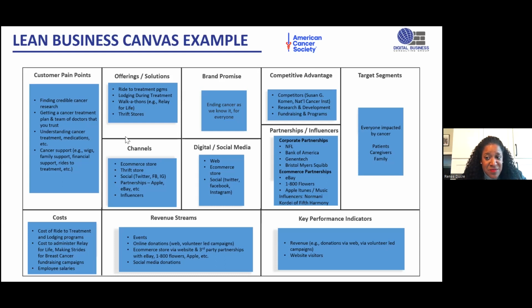So it's the patients, the caregivers, the family, and all the people in the ecosystem: the nurses, the doctors, all the people that educate on different aspects of cancer. The channels, again, e-commerce store. If you go on the American Cancer Society site, and I just did a quick view to see what they have out there.